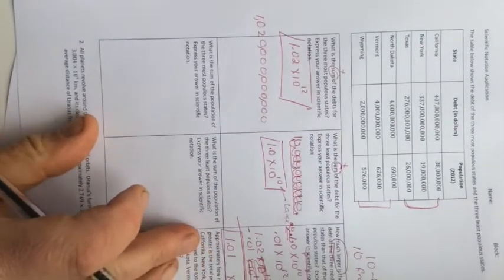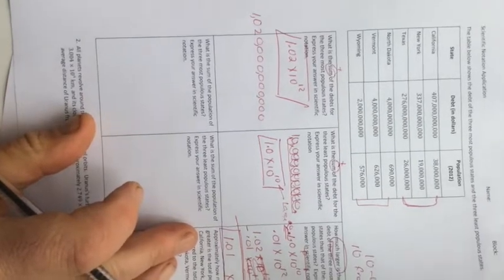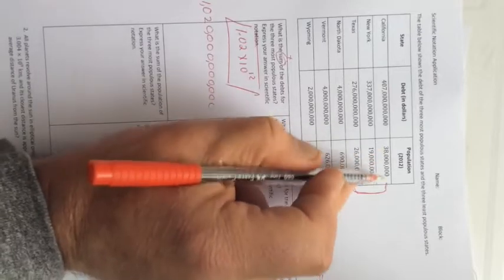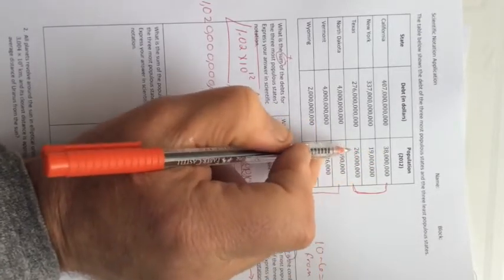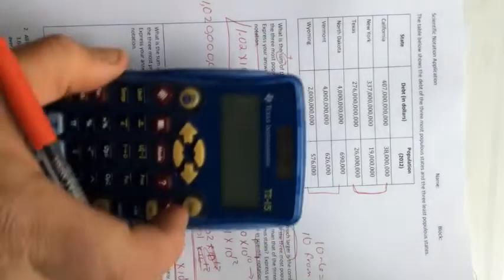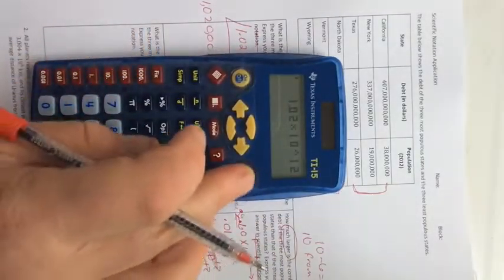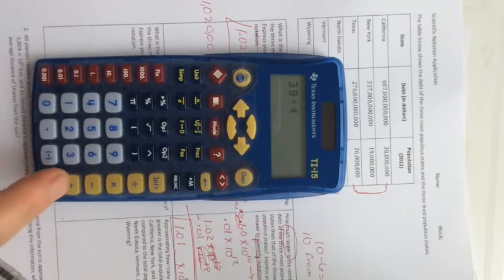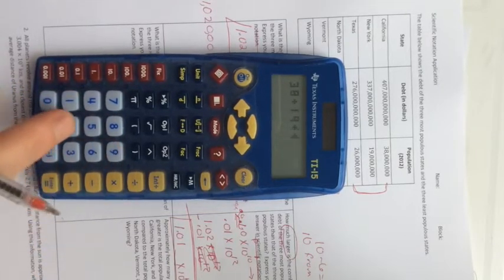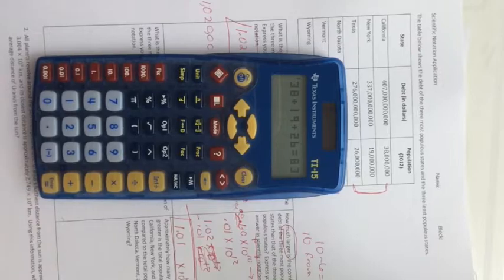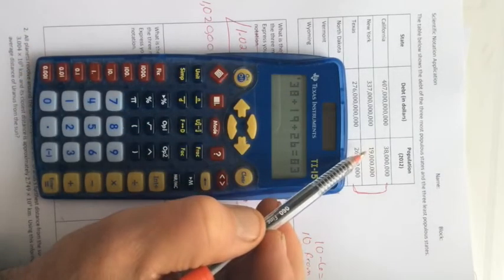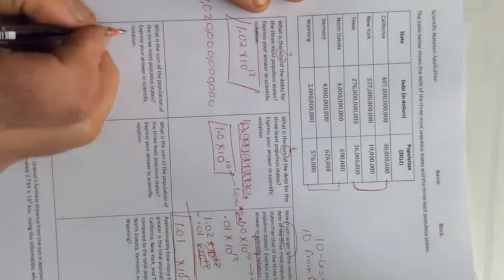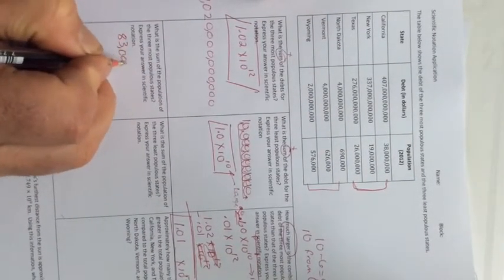Okay, what is the sum of the population of the three most populous states? So now they want us to add the population of the three most populous. So 38 plus 19 plus 26. And then I don't need to type in all those zeros, I don't think. How about we just do 38 plus 19 plus 26. It gives us 83. So those add up to 83, and then I'll have 6 zeros after it. So 83 with 6 zeros. 83 million.